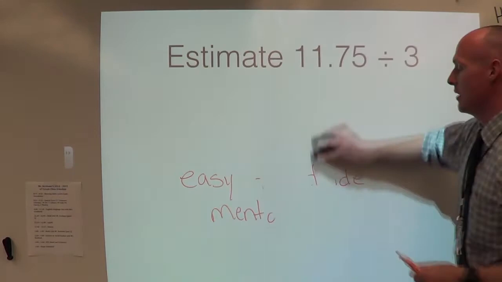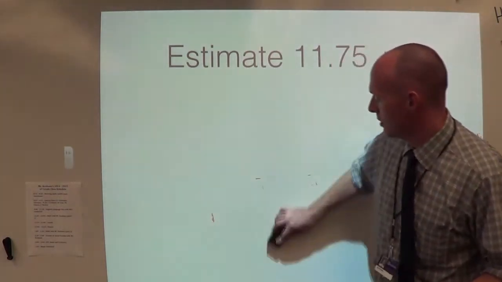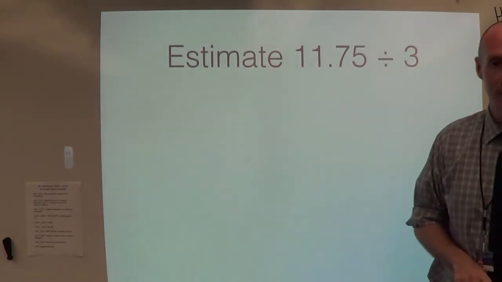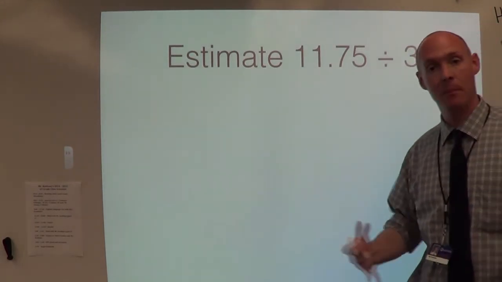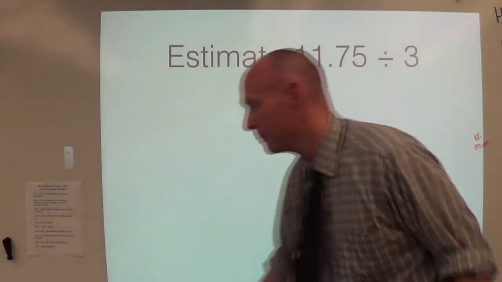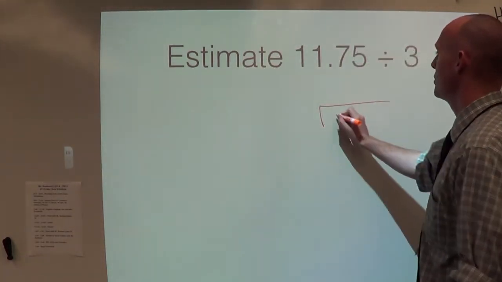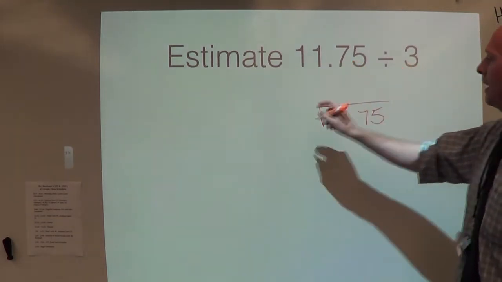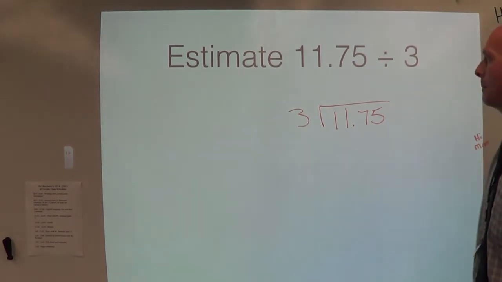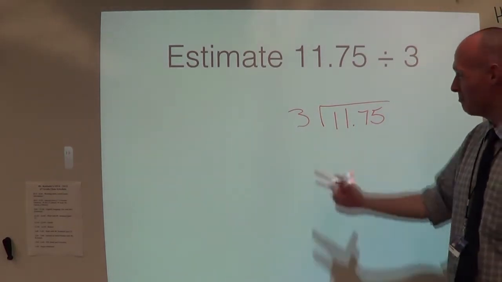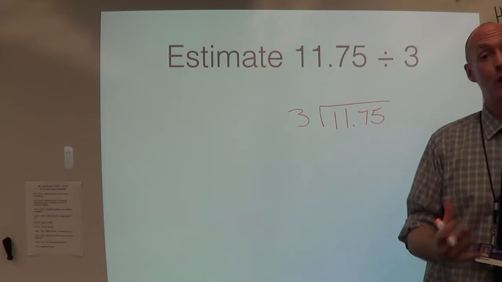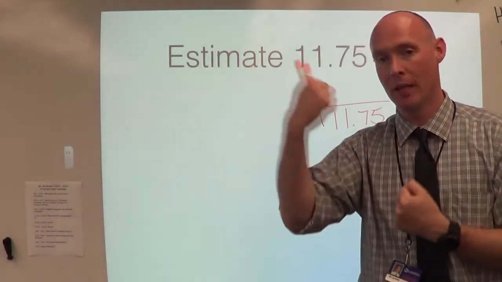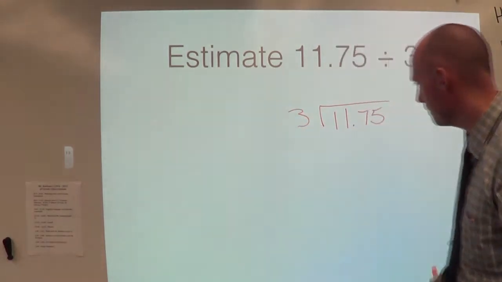All right, here I have an example. It is 11 and 75/100ths divided by 3. Now, I want to set it up just as I would a regular division problem. 11 and 75/100ths inside of the house, divided by 3 on the outside of the house. Okay, perfect. Now, looking at this, could we solve this? We could. But if we're going to estimate the quotient, we want numbers that are going to be compatible, like peanut butter and jelly.